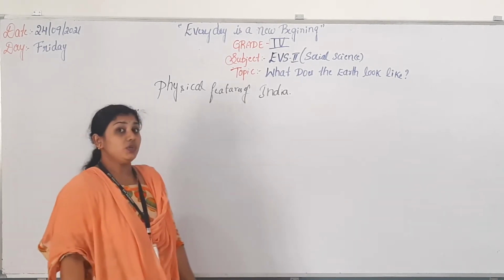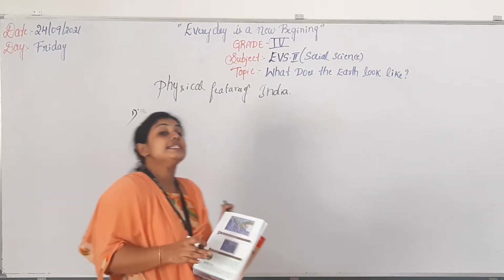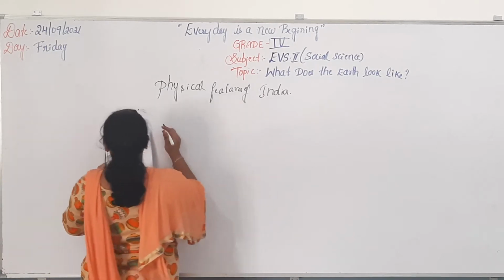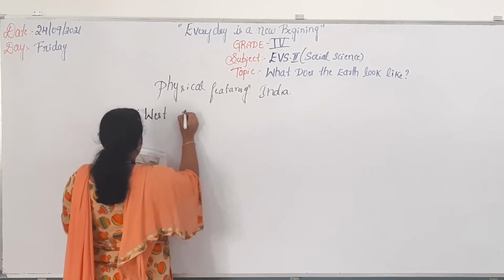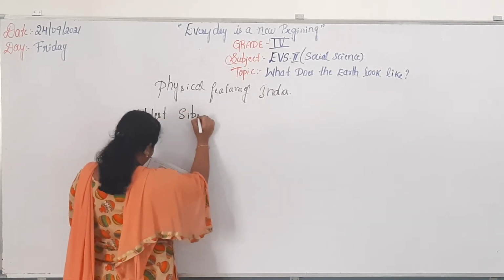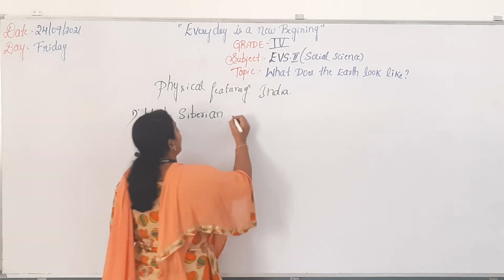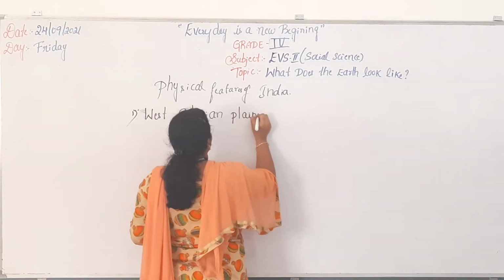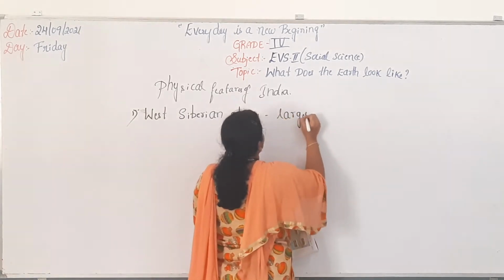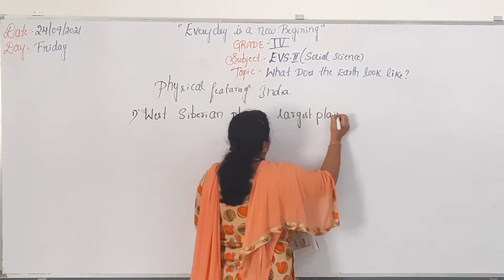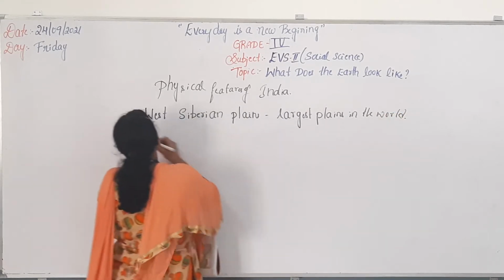Coming to the first one, children, you know that the West Siberian Plains, S-I-B-E-R-I-A-N, are the largest plains in the world. This will help for your general knowledge also. The Siberian plains are the what? The largest plains in the world.